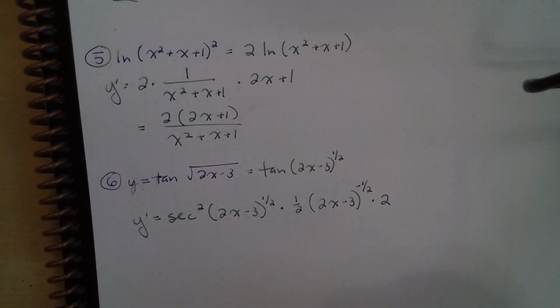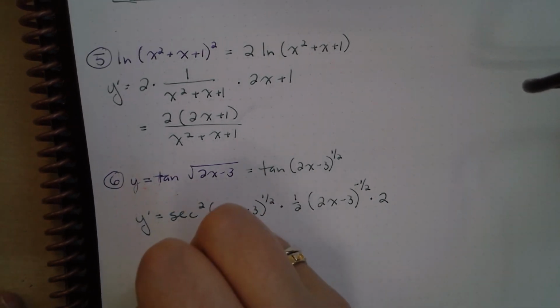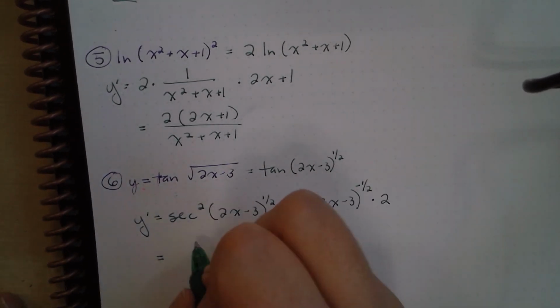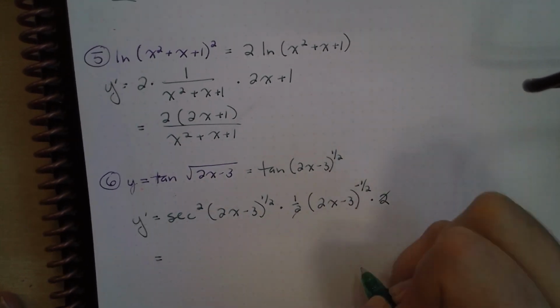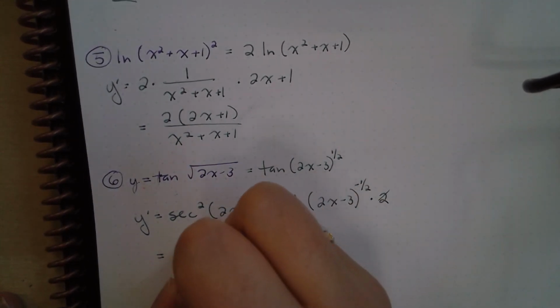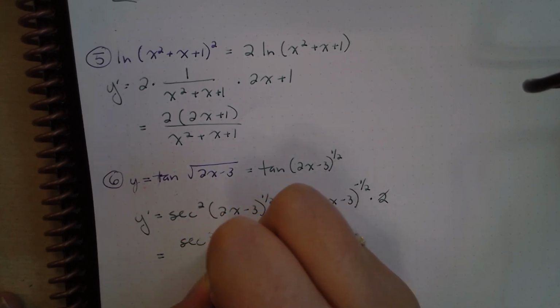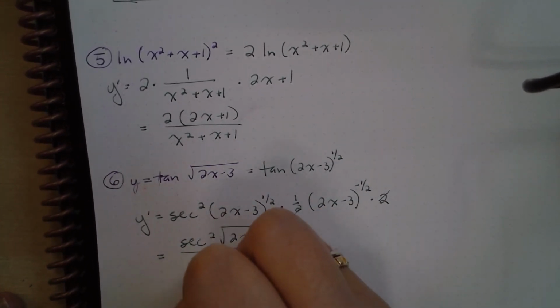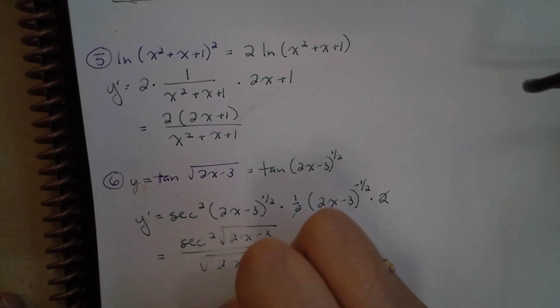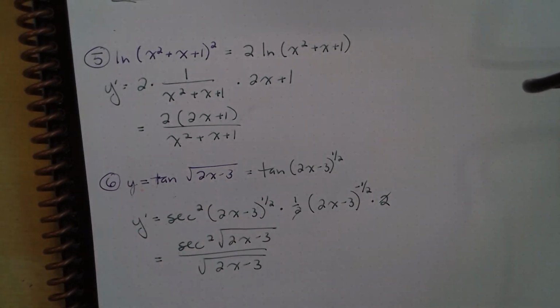All right, so now if I simplify things here, it looks like the 2 and 2 are going to cancel out. So I have secant squared of the square root of 2x minus 3 over the square root of 2x minus 3. And that is our derivative.